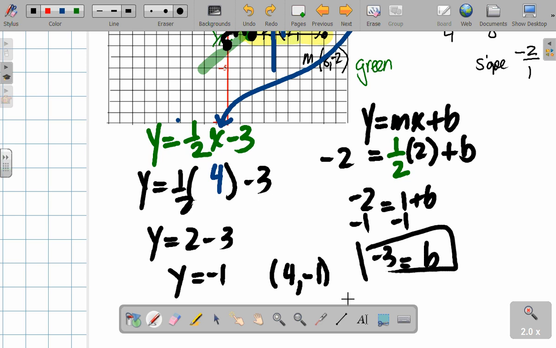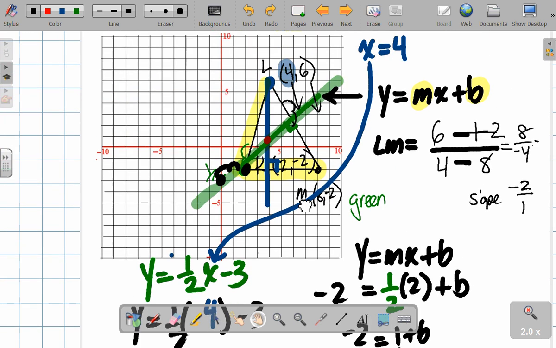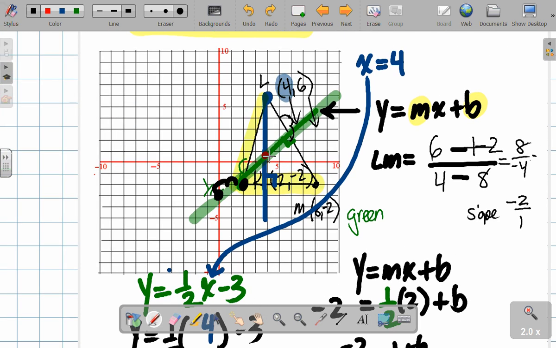Right? Let me just double check my math there. You guys double check me. Yeah, we're all good? Okay, let's double check. 4, negative 1. So we said it was going to be 4-ish. Okay, but it's slightly down. Obviously, my graph is a bit off. All right, so we got 4 and negative 1. You guys good?